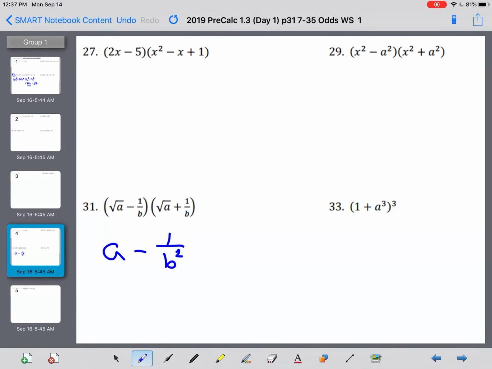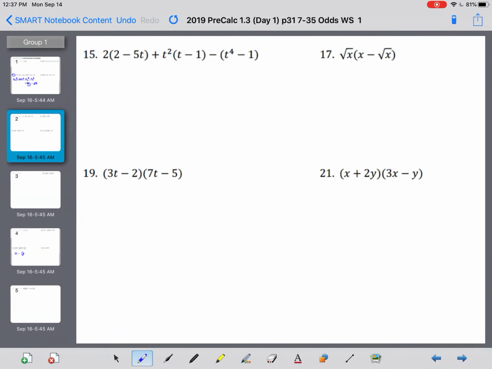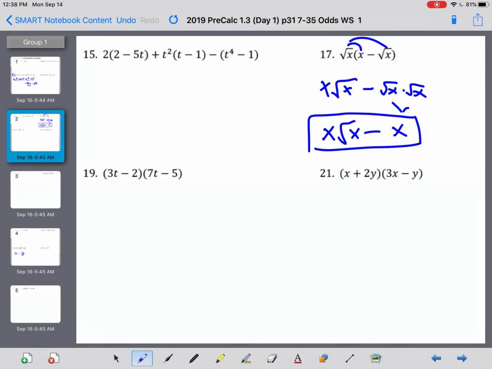So continuing here, number 17 was also asked about. I'm distributing. So I get x times root x, and then here I get root x times root x, and this just becomes x. So I get x and then minus here. So that's how that should have come out to be there.